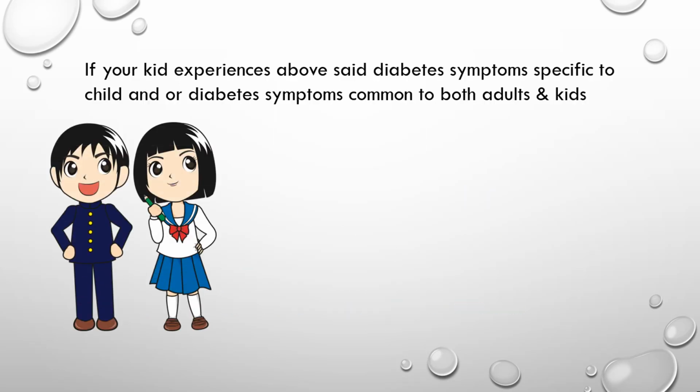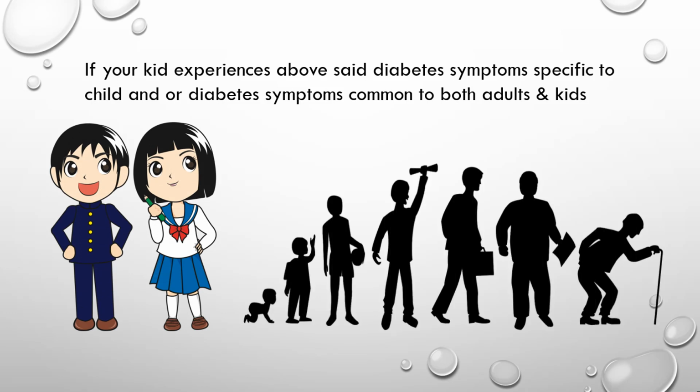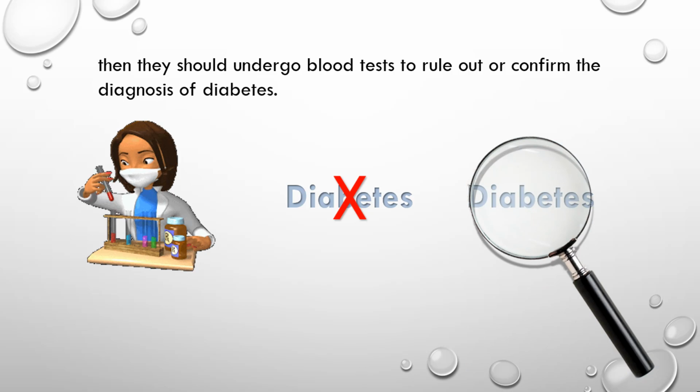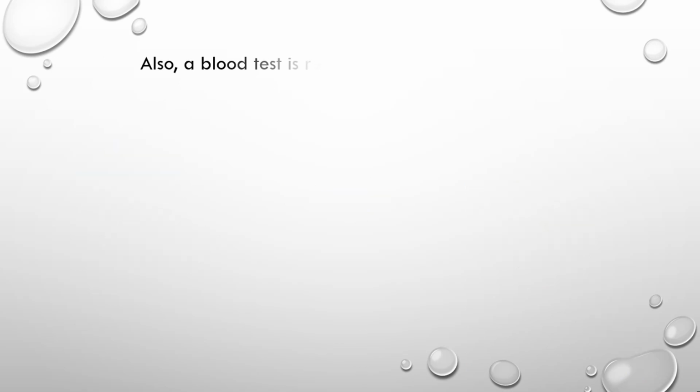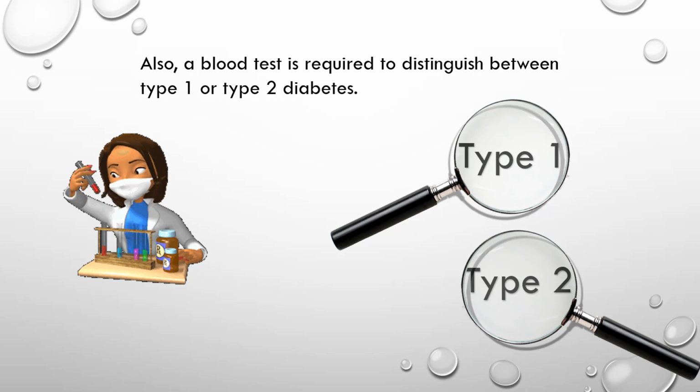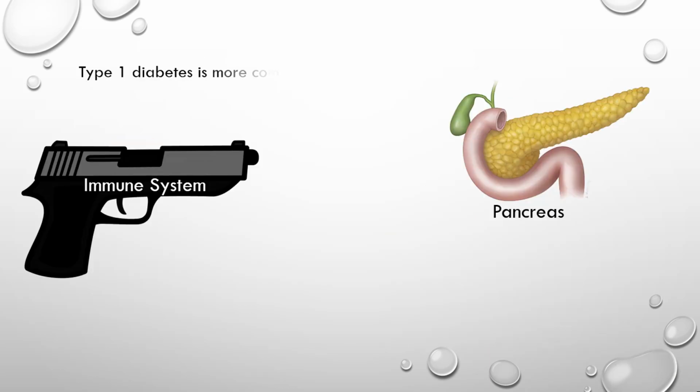If your kid experiences the above said diabetes symptoms specific to children and/or diabetes symptoms common to both adults and kids, then they should undergo a blood test to rule out or confirm the diagnosis of diabetes. Also, a blood test is required to distinguish between type 1 or type 2 diabetes. Type 1 diabetes is common among kids.